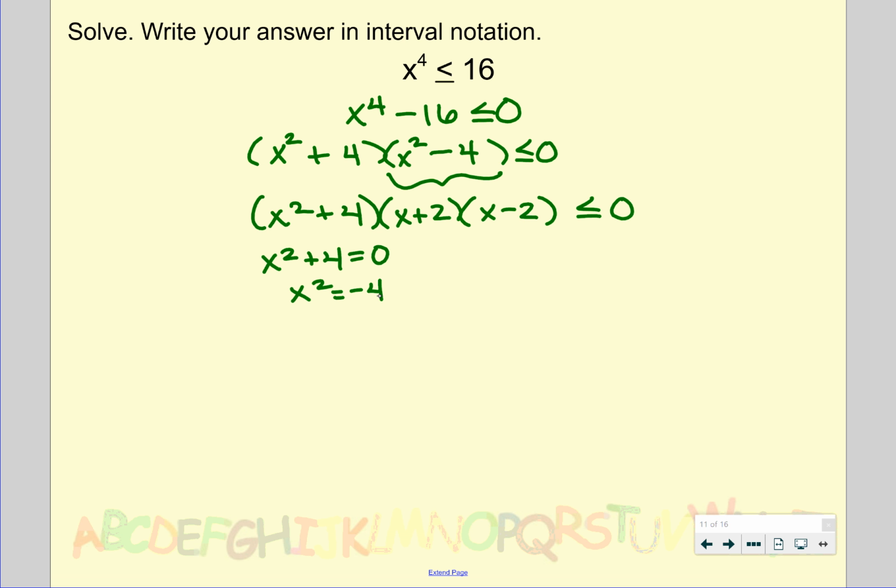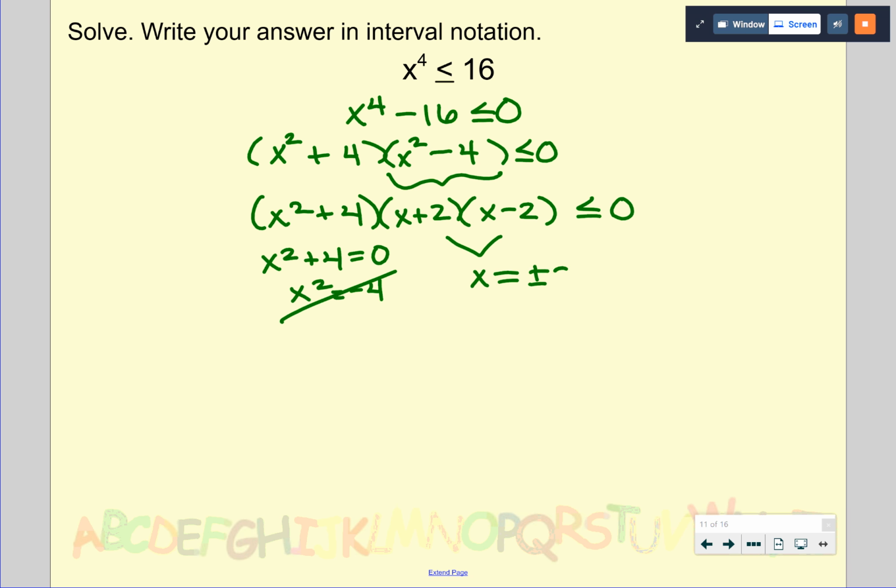It's going to be an i, right? I've got a negative under the square root, and we're dealing with a real number line right now, real answers. So that's not going to give us any breaking points. We're not going to worry about that. Now the other ones, if I set those equal to 0, I'm going to get plus and minus 2. And those are my two breaking points we're going to put on our number line now.